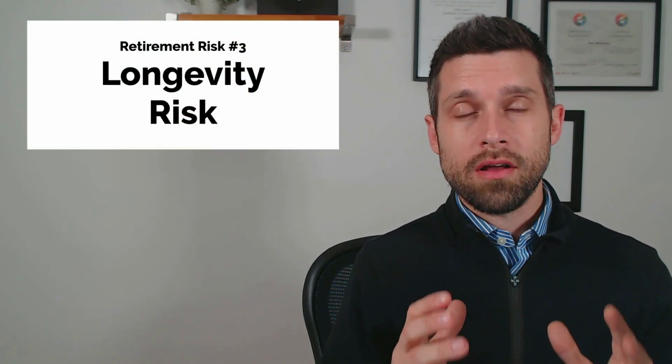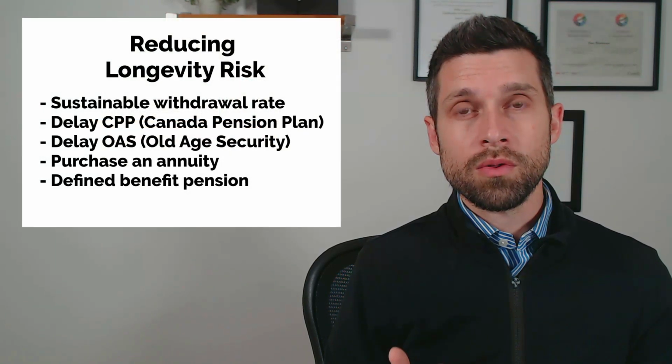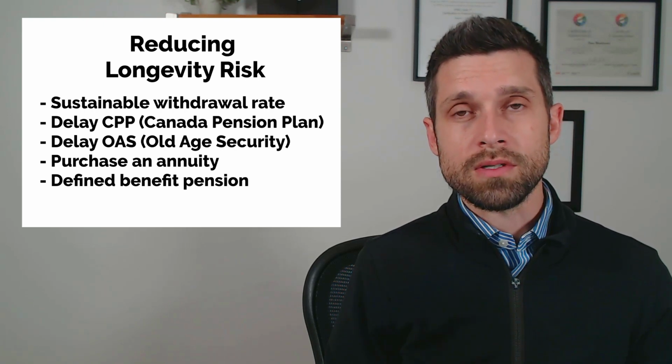Now, the third risk in retirement is longevity risk. Longevity risk is the risk of having a long and healthy life. We all want to have a long and healthy life, but in retirement, this can create a risk of running out of money in the future. So to reduce that risk, we want to look at a couple different things. One is we want to make sure we have a sustainable withdrawal rate. We want to make sure we're not drawing too much from the portfolio. We want to make sure our spending is not too high in retirement.